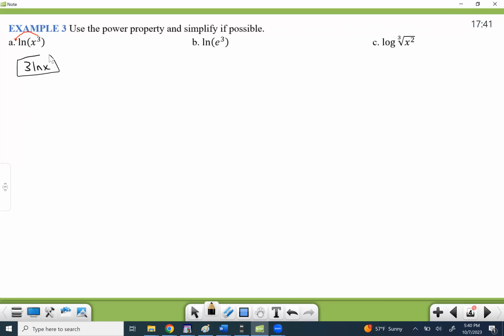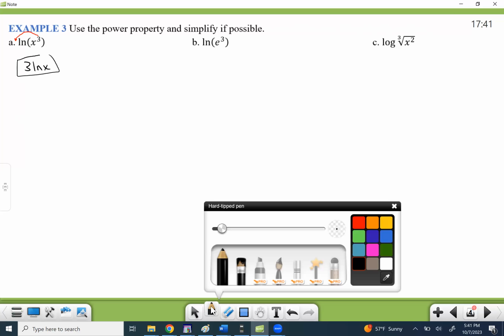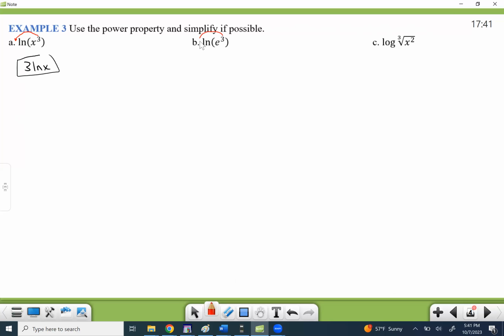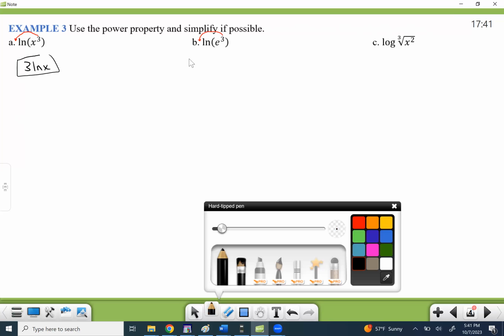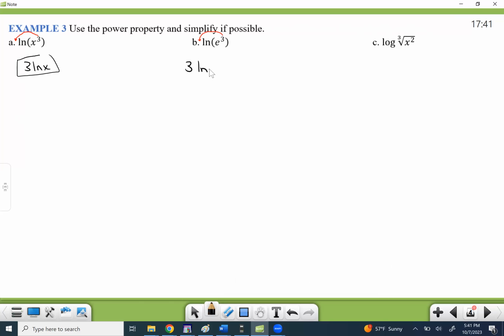Same thing could happen here. There's like 2 ways you could do this. You could say, okay, I'm going to put the 3 in the front. So we've got 3 natural log of e. And the natural log of e is actually the number 1. And so that's what gets us 3 for this.